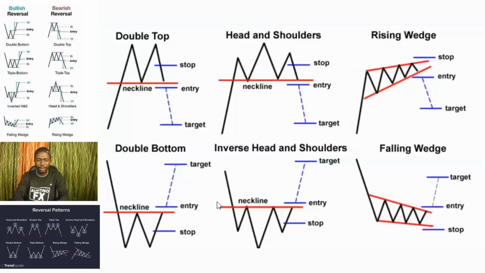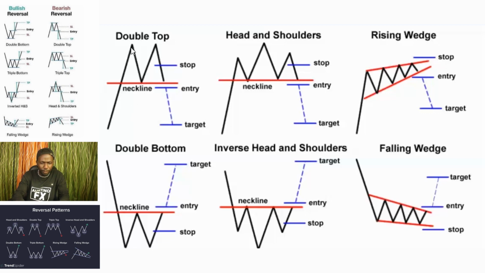Then we have the double bottom, we have the inverse head and shoulder, and we have the falling wedge. So this chart pattern tells us when a downtrend is over and a new uptrend is about to resume. So now we are going to go into details one after the other so that you understand how this chart pattern works. Let's start with the double top.